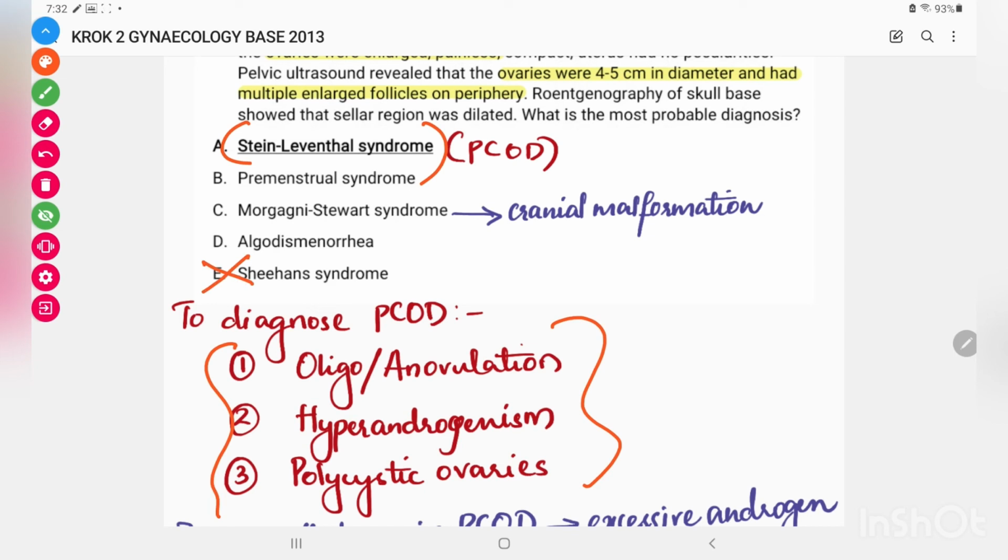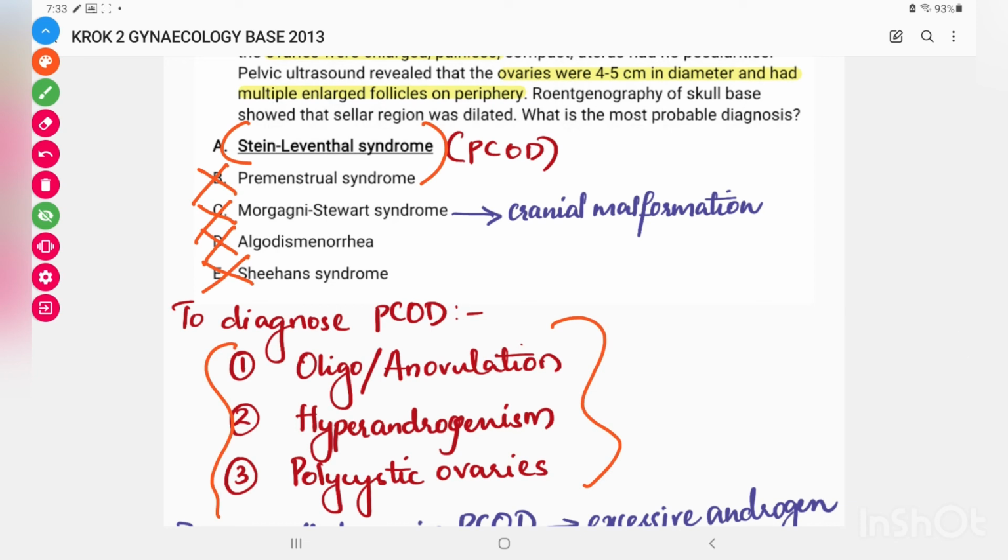postpartum bleeding. The history of question doesn't say anything about that. Algodysmenorrhea is painful menstruation. It is not a complete diagnosis. It can be just a symptom said by the patient, or it can be our preliminary diagnosis. Okay. Morgani-Stewart syndrome. This is a cranial malformation, in which the question presentation and the option do not match. Premenstrual syndrome, which we already saw that it should be happening without any organic lesion.